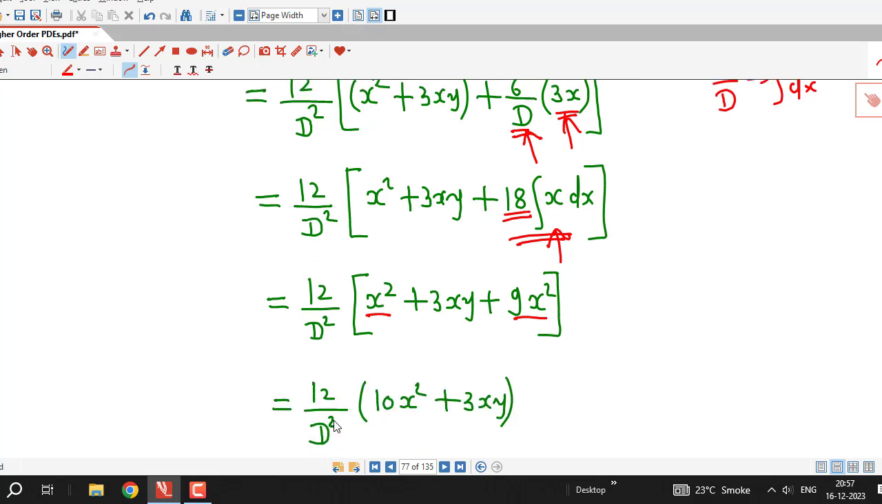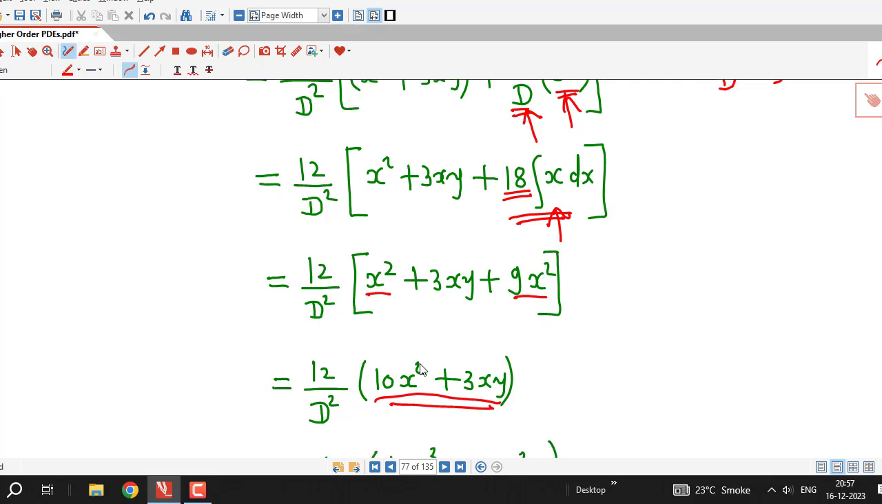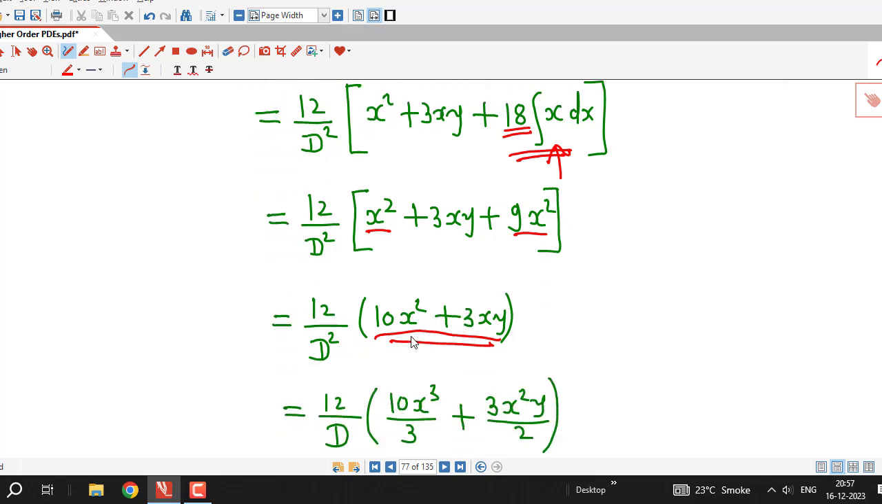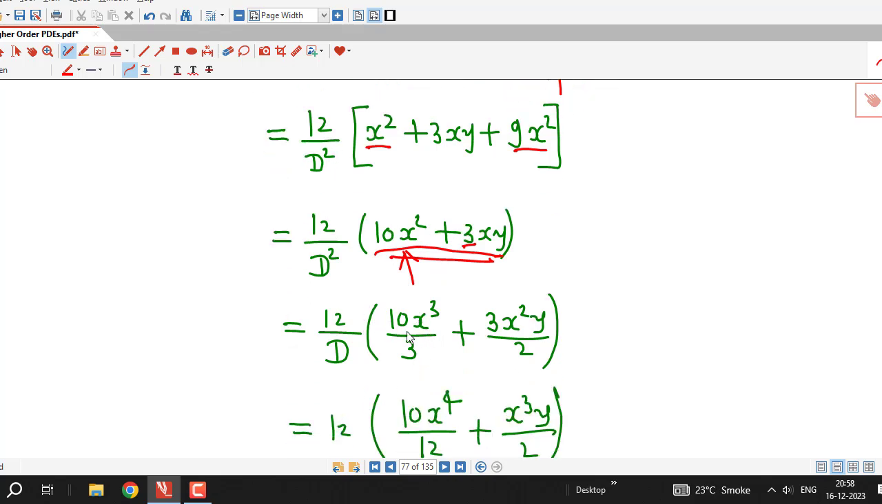And here also I am having 1 over d square, that means I have to integrate this one by one with respect to x 2 times. So first integral with respect to x is 10x cube over 3, and here also we will consider y is constant, 3y is constant, integral of x is x square by 2. Again I have to integrate with respect to x, so 12 as it is, 10 by 3, and integral of x cube is x raised to 4 by 4, so 3 into 4 is 12.